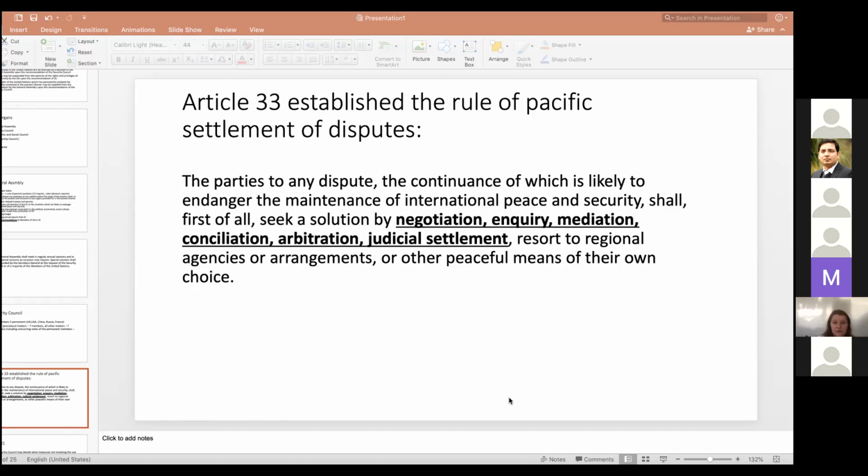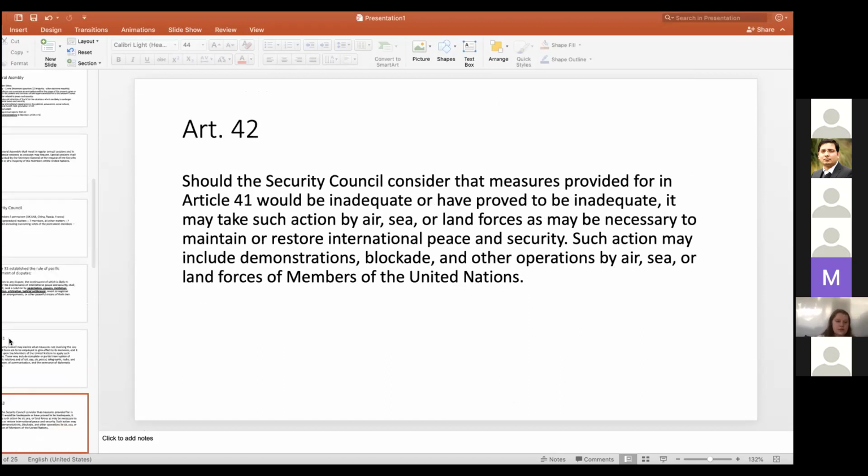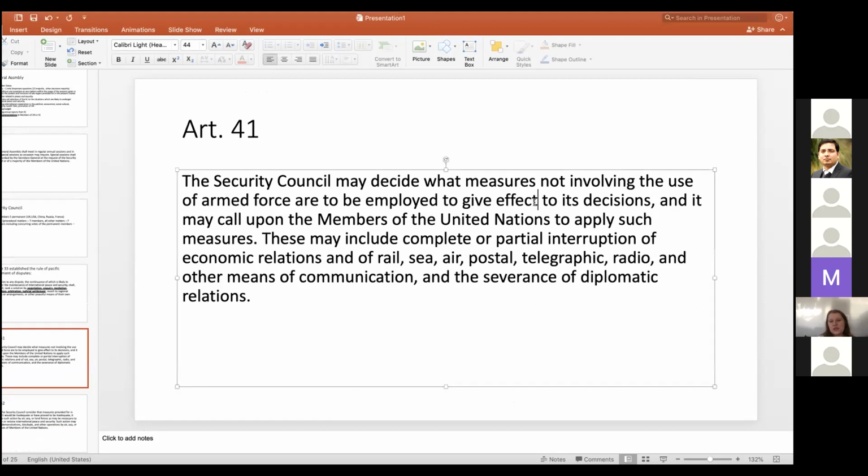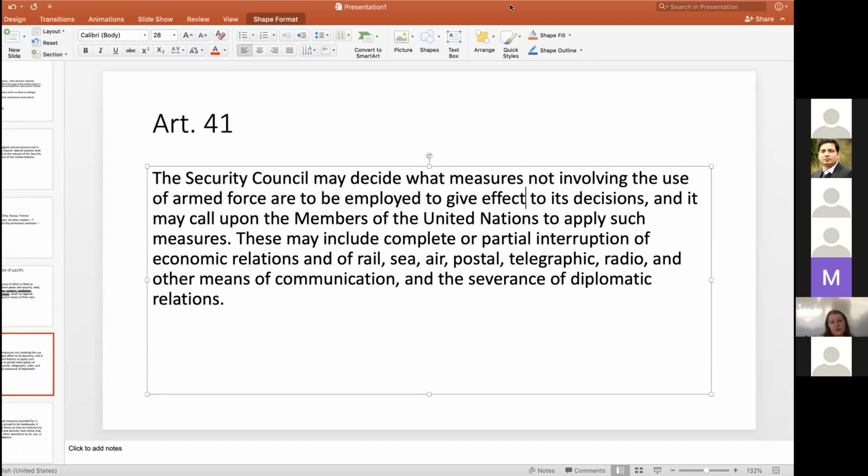have Article 41. Article 41 states that the Security Council might decide what measures not involving the use of armed force are to be employed to give effect to its decisions, and it might call upon the members of the UN to apply such measures. This might include complete or partial interruption of economic relations and of rail, sea, air, postal, telegraphic, radio, and other means of communication, and the severance of diplomatic relations.